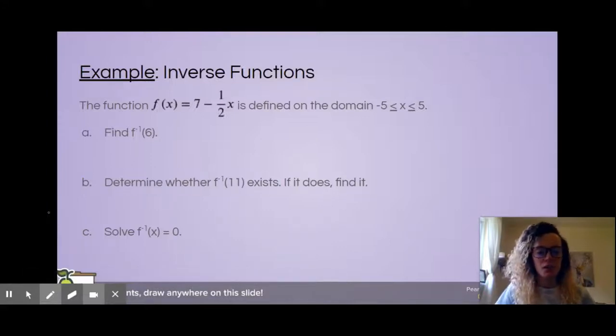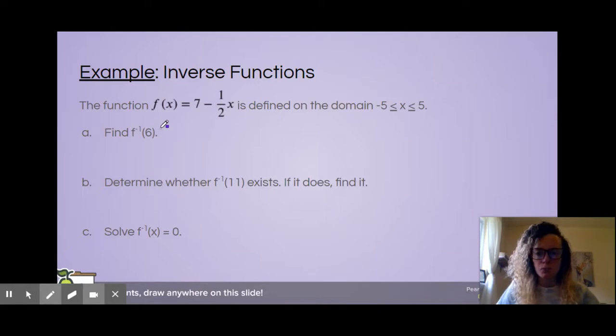Hi everyone, today we're going to do a little bit of a review on inverses and then get into composite functions. So jumping right into our first example, we're given this function and note that it's defined on this specific domain. So that means that even though normally lines would have a domain of all real numbers, they're restricting this domain from -5 to +5.